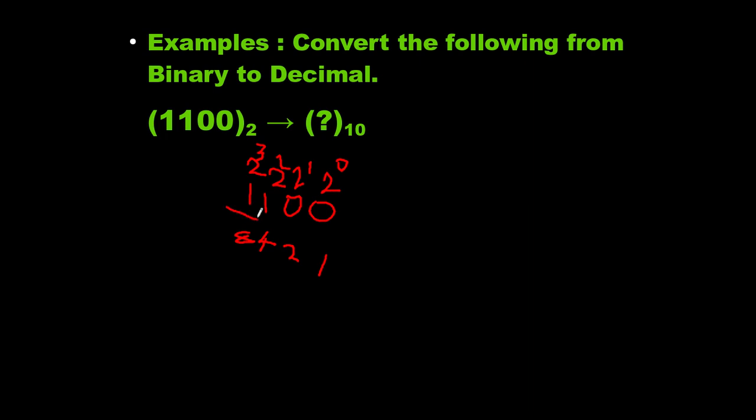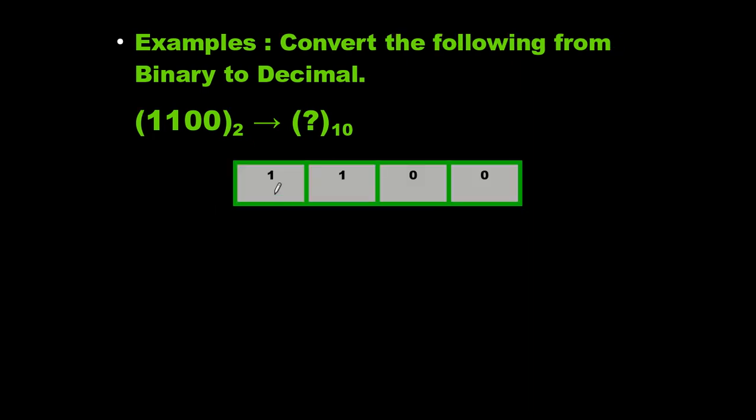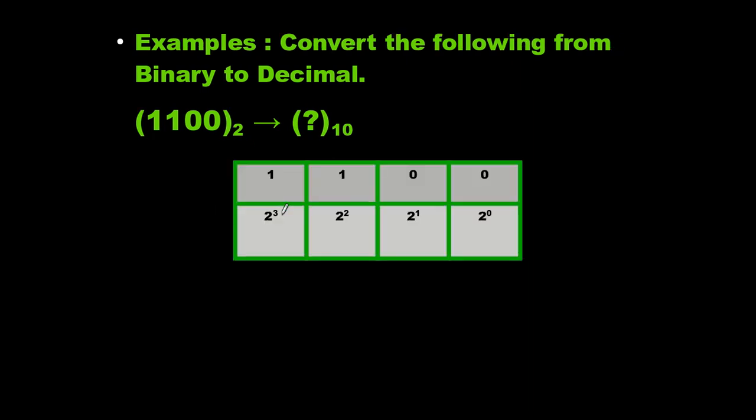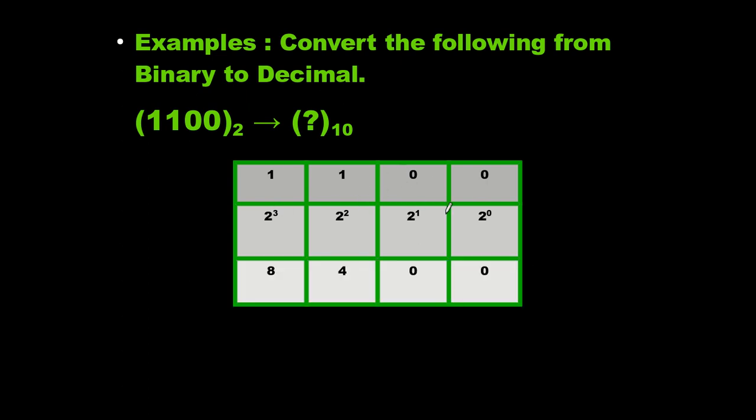So I only have ones here, so I only take those and add them up. 8 plus 4 equals 12. Those 2 to the power 1 and 2 to the power 0 are going to be zeros. I'm going to have 8 and 4, and we add them up, it's 12. It will be our decimal number.